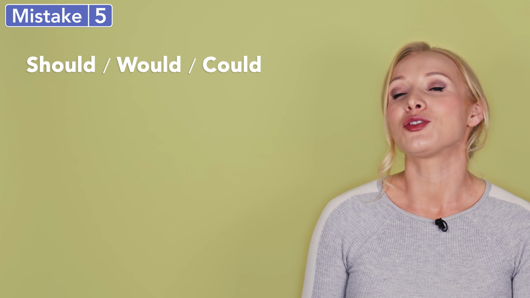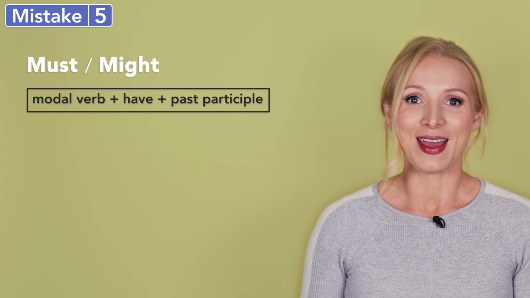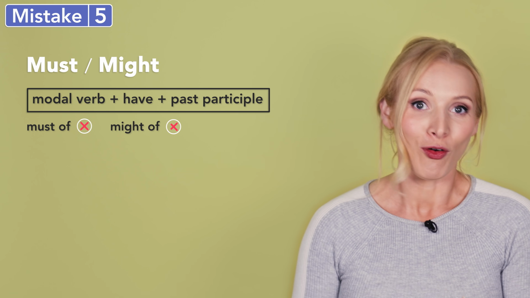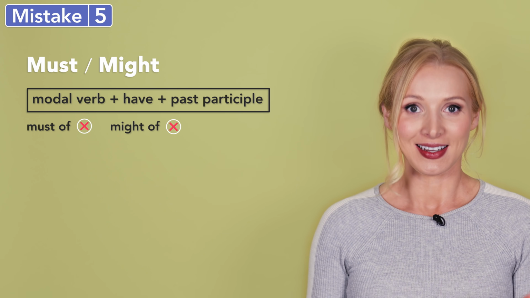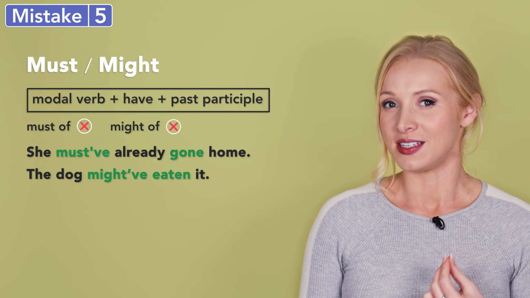We also use the same structure with other modal verbs like must and might. I hear must of and might of, but again, they're not correct. She must have already gone home. The dog might have eaten it.